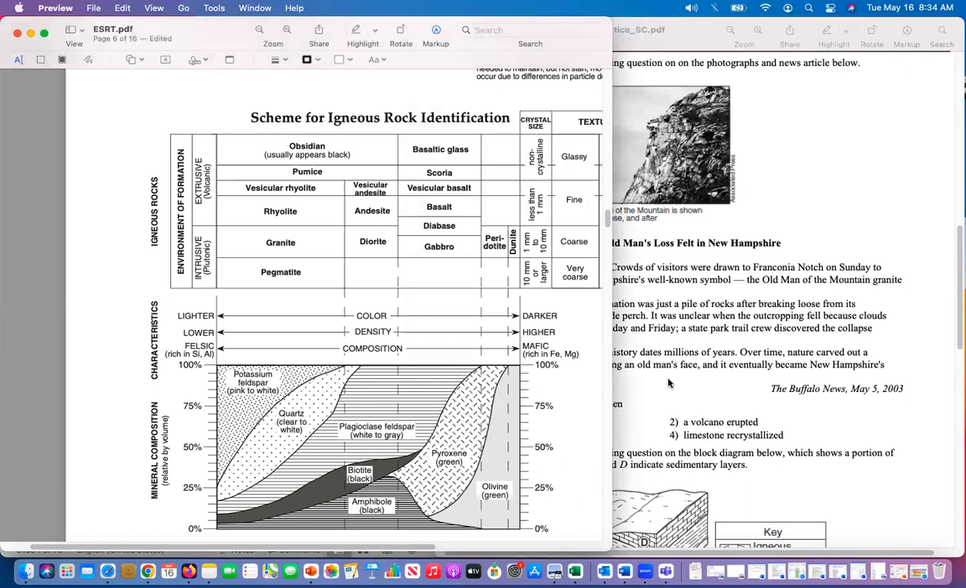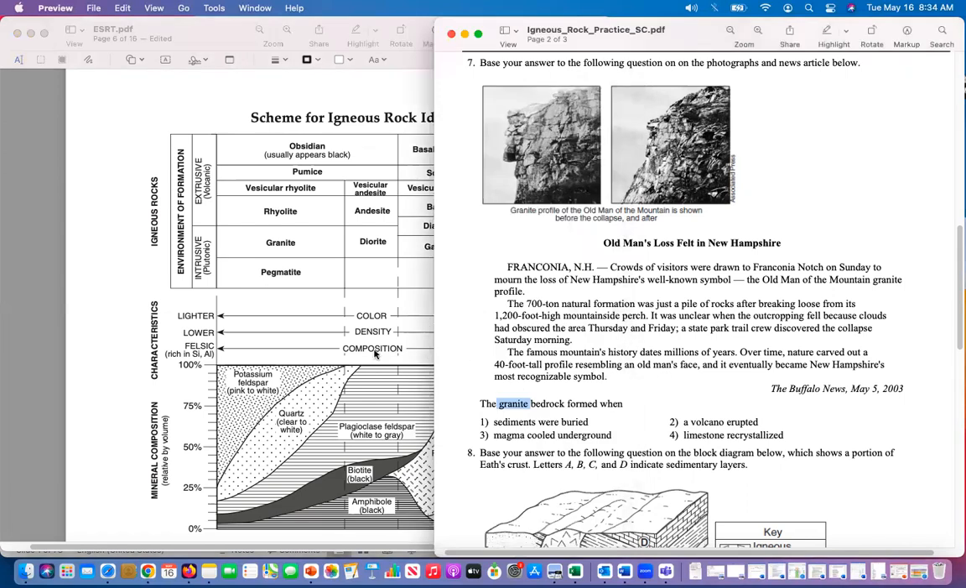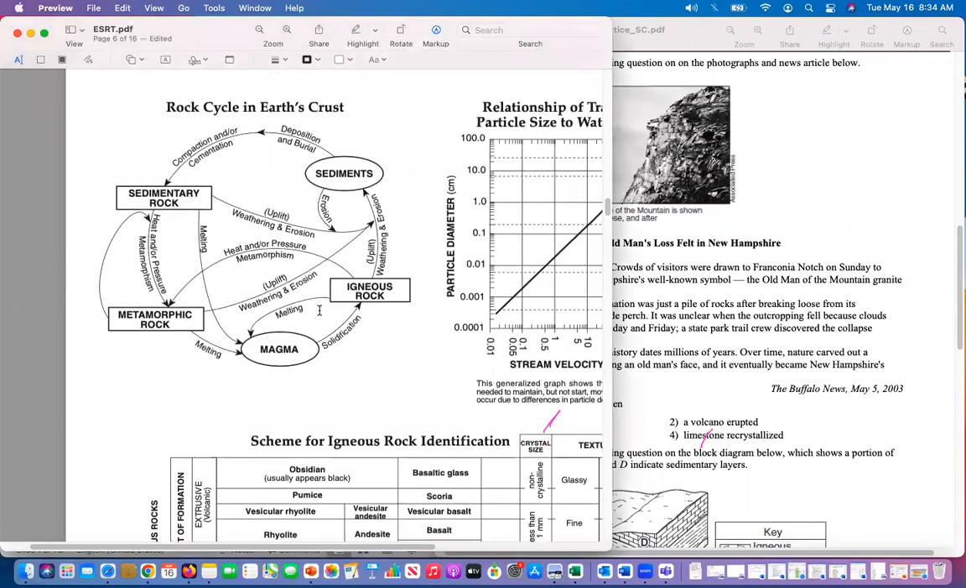In preparation for your exam, you do want to make sure that anytime a rock is given, you first identify what type of rock it is using page 6 or page 7. So I see that the granite bedrock formed when, all right, because I'm dealing with the igneous rock, I know that sediments were buried is not going to be a choice, and limestone recrystallized is not going to be a choice because page 6 lets me know that in order for igneous rocks to be created, it has to go through melting and solidification, right? There's melting and there's cooling.